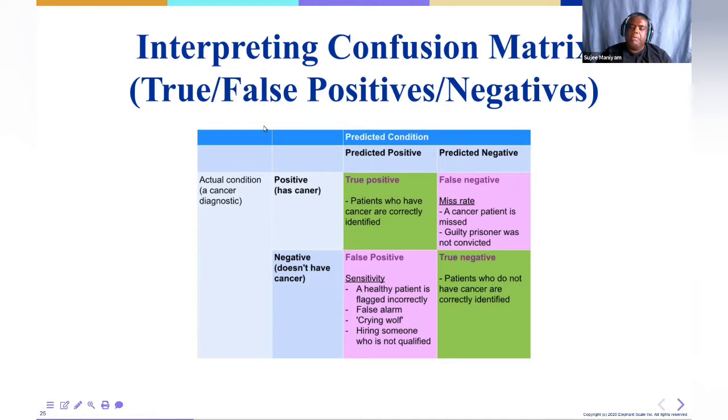Now, when you have a confusion matrix, there are a lot of things we can interpret from it, right? For example, right?